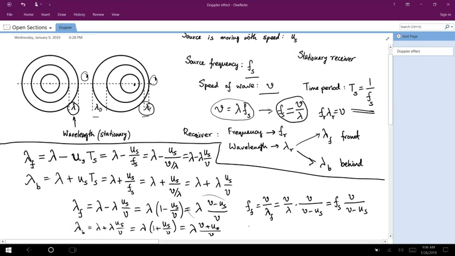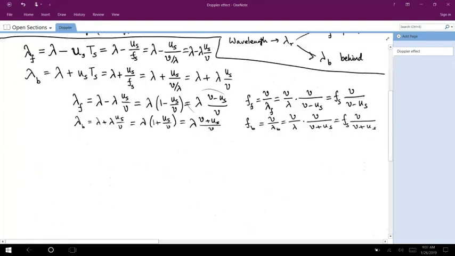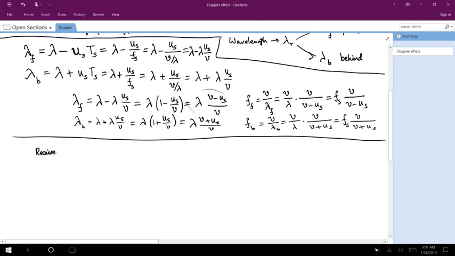Okay, and finally, we can also come up with Fb. So that's equal to V over lambda b. And you can do the same algebra. This will become V over lambda multiplied by V divided by V plus Us here. So that's equal to Fs times V over V plus Us. So essentially, we have worked out the frequency and wavelength for the situation where the source is moving, but the receiver or observer is stationary. So we'll call receiver stationary.